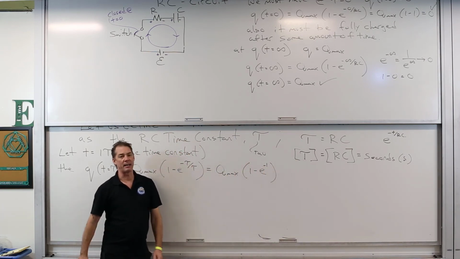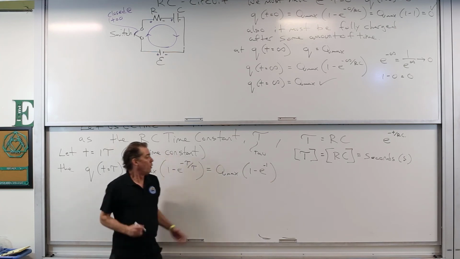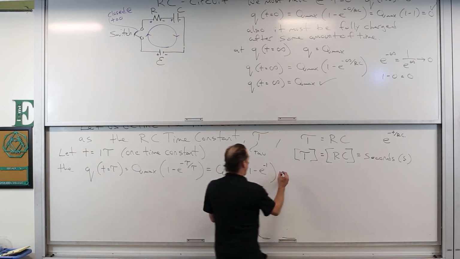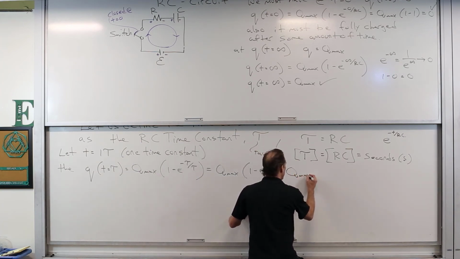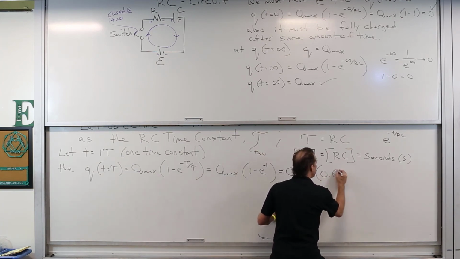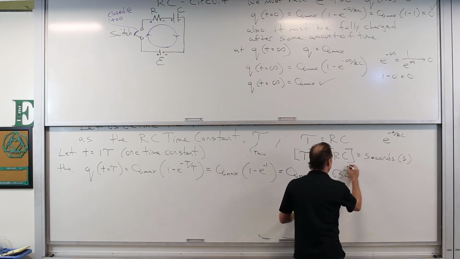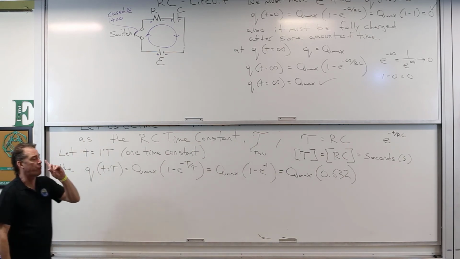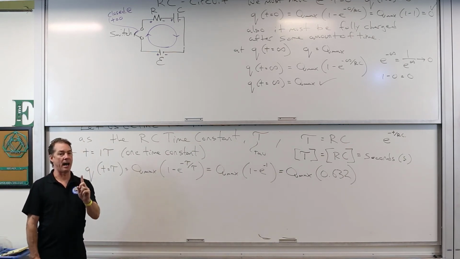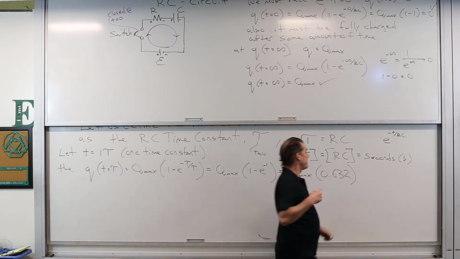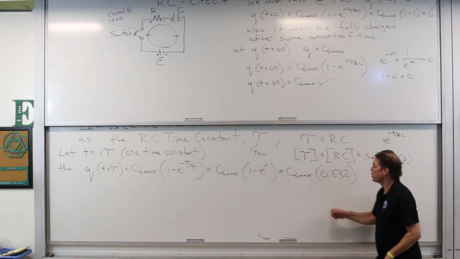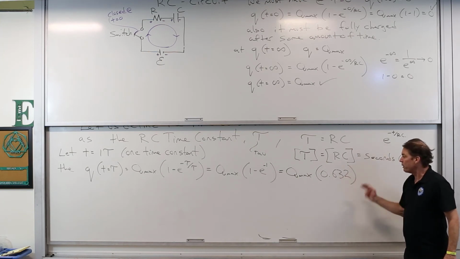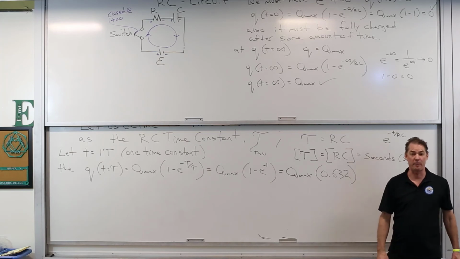Hey, that's just a number right there. What does this number equal? Well, three significant figures is 0.632. So we've got that this is equal to Q max multiplied by 0.632. What does this tell us? It tells us after one time constant of time has gone by that the amount of charge on the plates of the capacitor is 0.632 times the maximum amount of charge. Or, after one time constant, 63.2% of the maximum charge is accumulated on the plates of the capacitor.